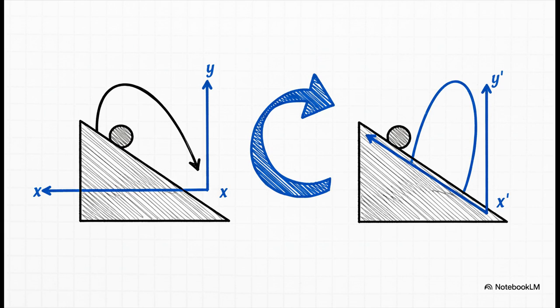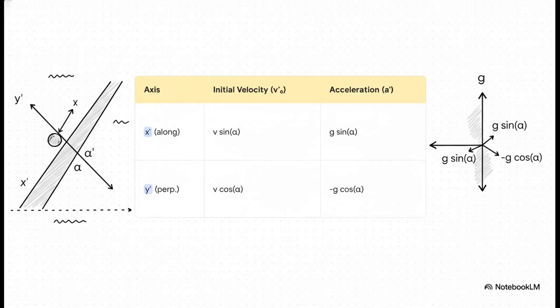Instead of the usual horizontal x and vertical y, we're going to define a new x prime axis that points right down the slope, and a y prime axis that's perpendicular to it. This makes things so much simpler. Now this table pretty much organizes our entire life for this next phase. In our new tilted system, look at the initial velocities. They're exactly the components we just figured out after the rebound.